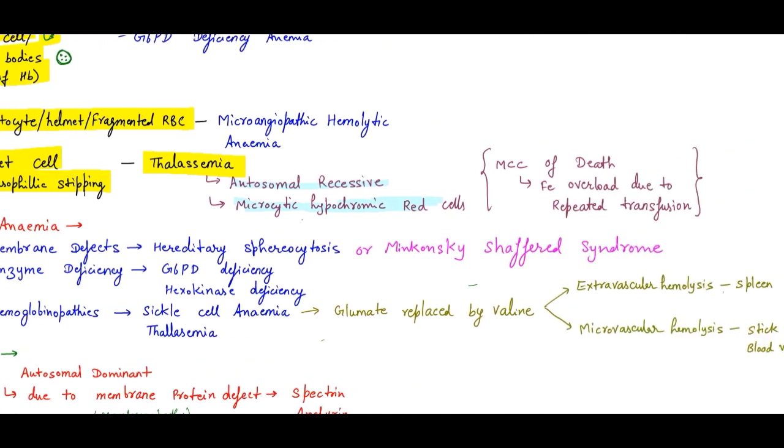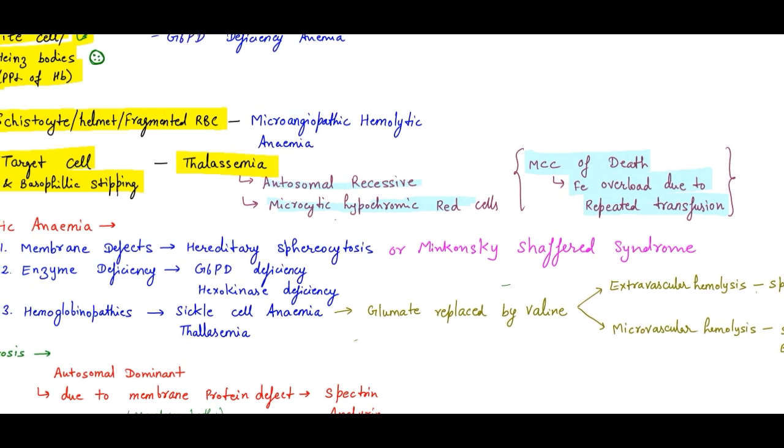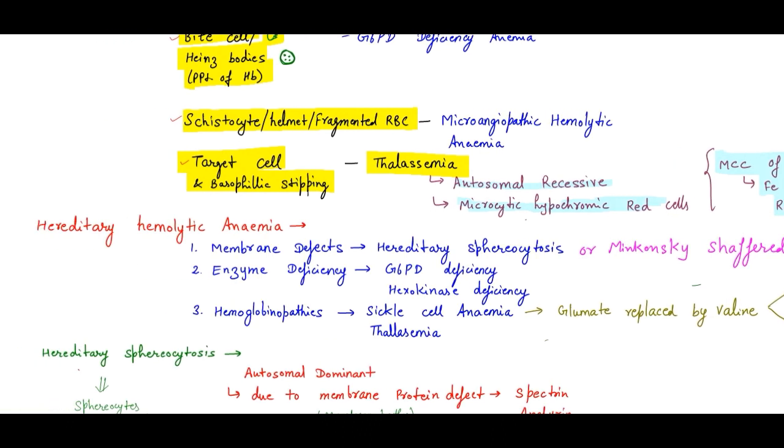Then remember the most common cause of death in thalassemia is iron overload due to repeated transfusions. We have lots to discuss about thalassemia. So remember target cells and basophilic stippling are seen in thalassemia, and it is autosomal recessive. Three things to remember: it is a microcytic hypochromic anemia, it is autosomal recessive, and we see target cells and basophilic stippling.